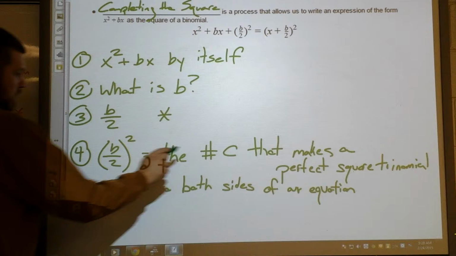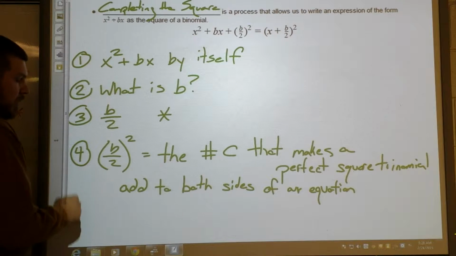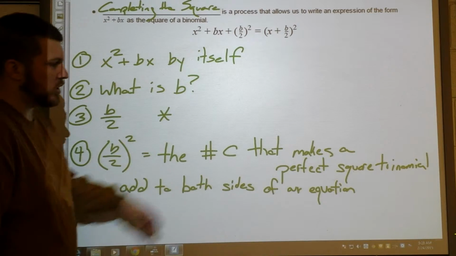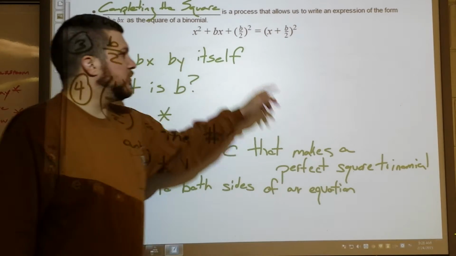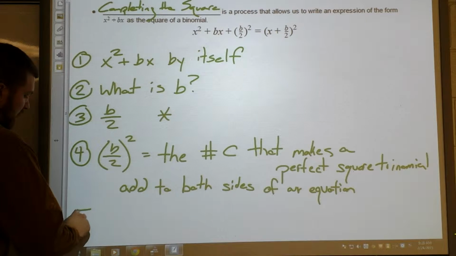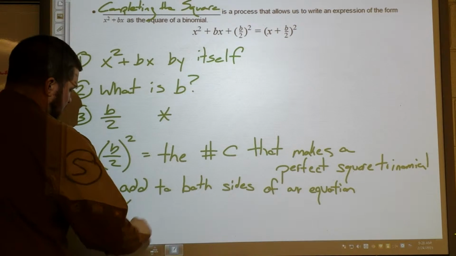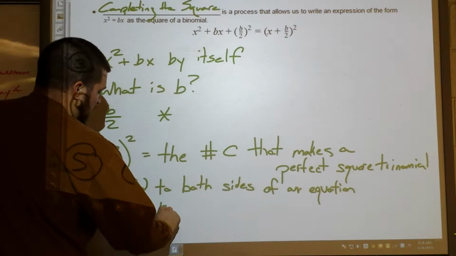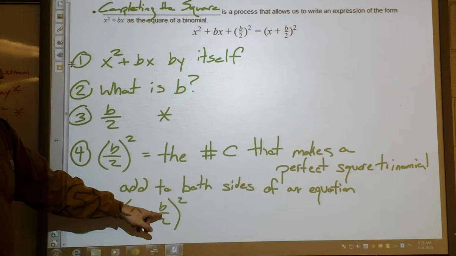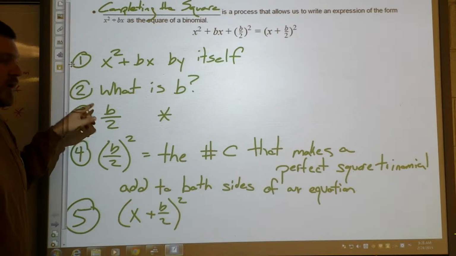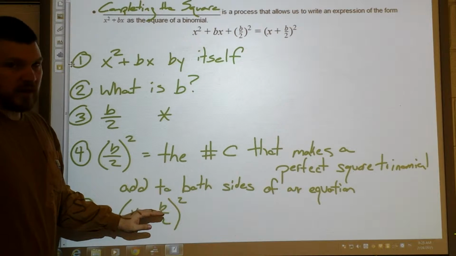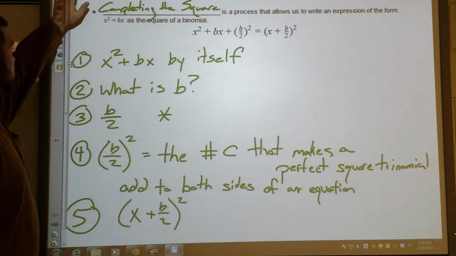Once you find that number c in step 4, then what we're going to do is use that perfect square trinomial that we created and factor it into the square of a binomial. So our factoring pattern that we're going to use is going to be x plus b divided by 2, quantity squared. Well, b divided by 2 was just simply the number that I found in step 3. So as soon as I know that number, I'm going to be able to factor. Okay? So let's try an example.